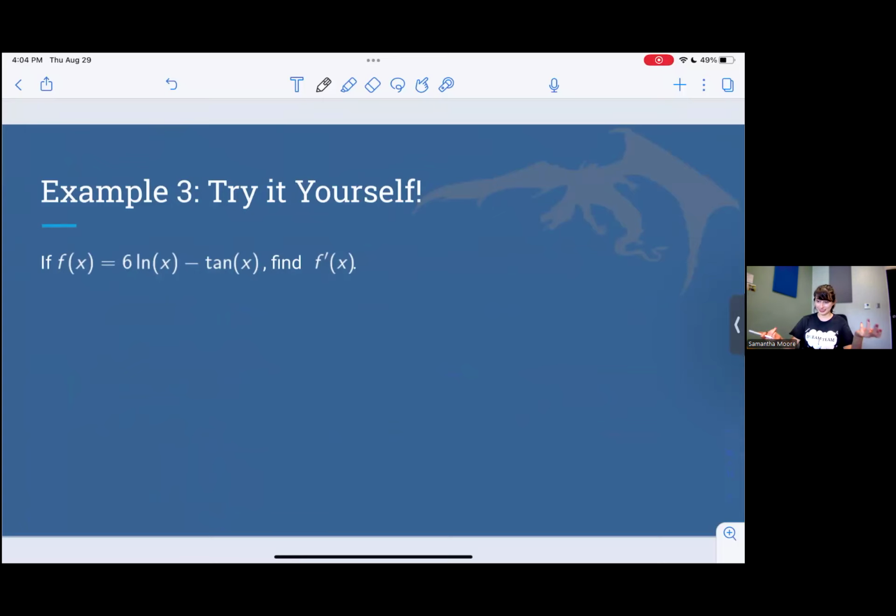All right, hopefully you actually paused and tried that problem. What you should have gotten is that f prime of x should equal 6 over x minus secant squared of x.